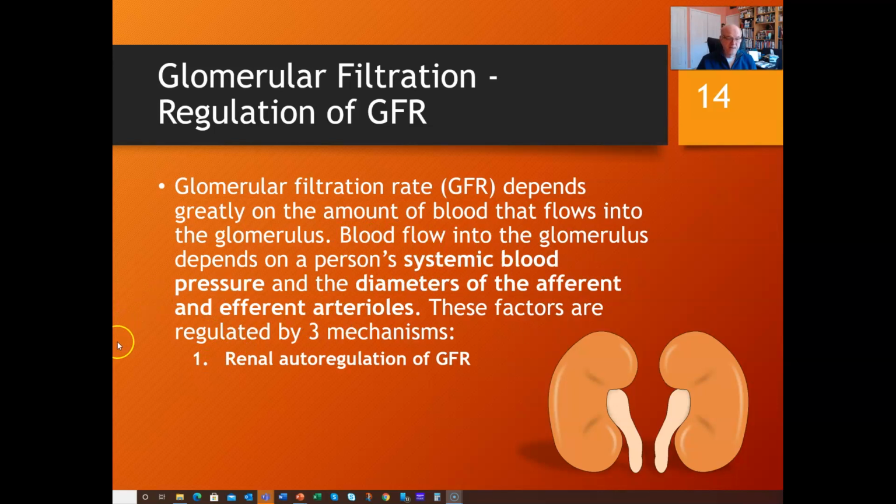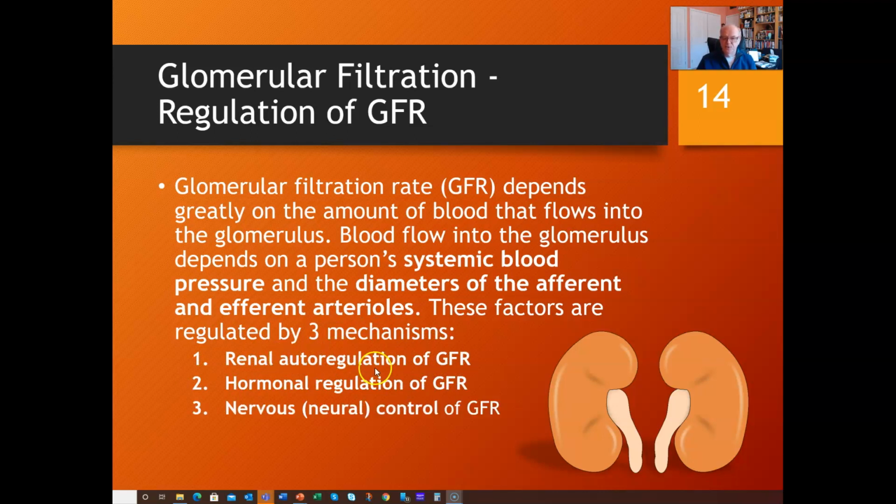So the 3 mechanisms that can control this: autoregulation of the kidney itself, hormonal regulation, obviously by hormones, and nervous control, neurocontrol.